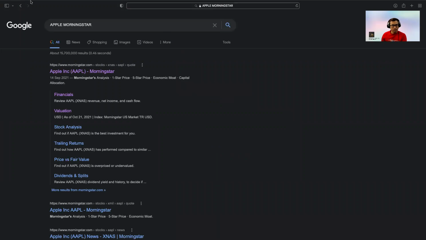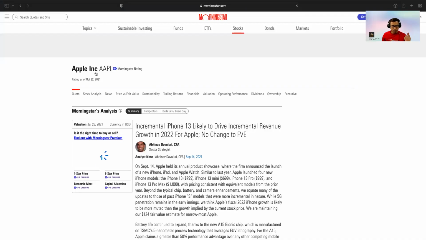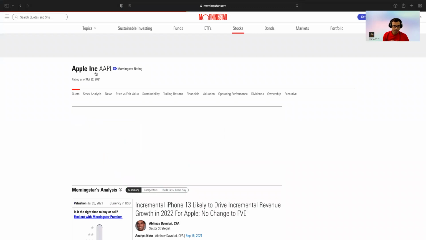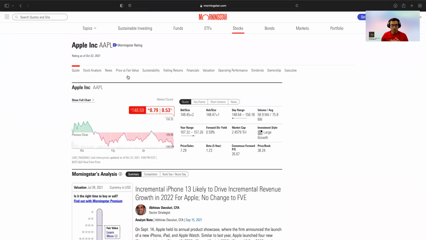Okay. So here the first line is Apple Morningstar. Then we have a financial valuation, etc. So just click here, Morningstar, the top one. It brings us to the first page, which is quote. In the quote we have the quote here and key ratio, whereby you can see all those key ratio data, which enables us to analyze faster and better.